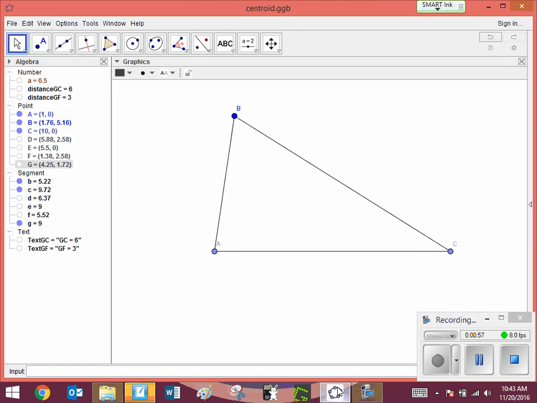I've got a triangle here. I'm going to find the midpoint of each side first. If I find it first, there's D. D is the midpoint of BC up here. My pointer's on it. I'll find the midpoint of the other sides. There's E and there's F. Those are all the midpoints of the sides of the triangle.